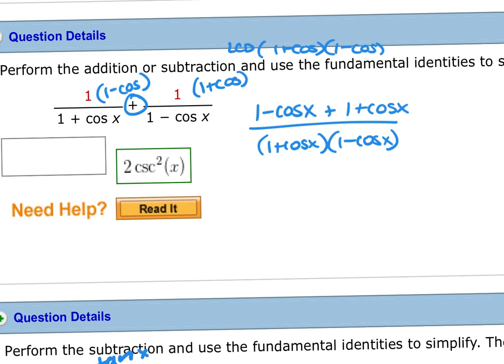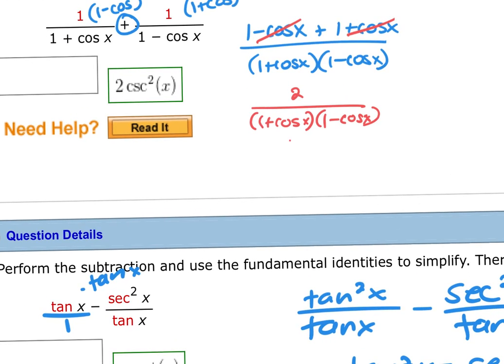In the numerator, the negative cosine and positive cosine cancel out, and I end up with 2 over 1 plus cosine and 1 minus cosine. Now there's nothing to cancel out in the bottom, so I'm going to multiply that out. Those are opposites. They result in the difference of two squares, so I get 2 over 1 minus cosine squared x.